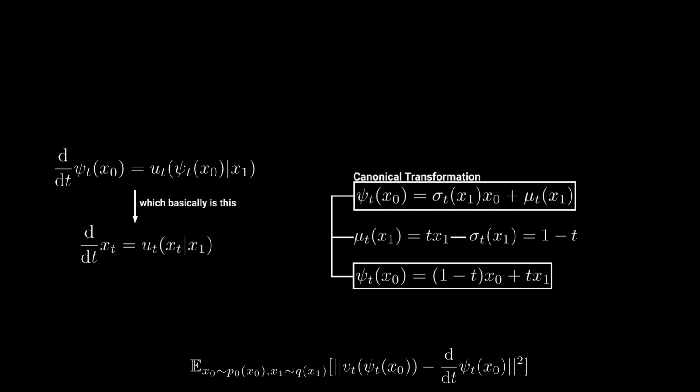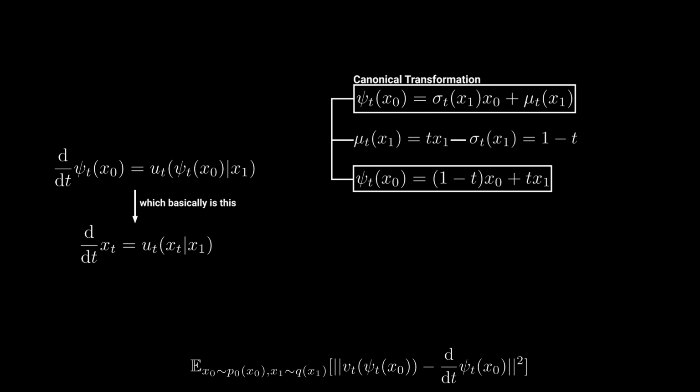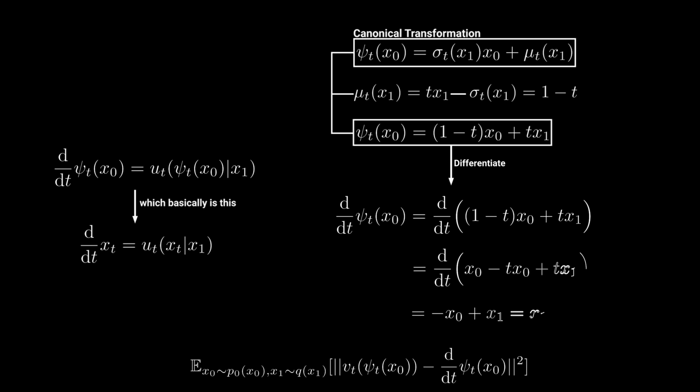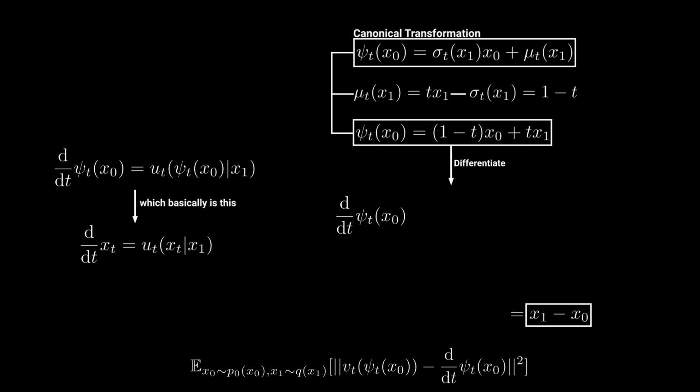Now let's find out what our neural network actually needs to predict and differentiate this with respect to t. And this is actually super easy since this is such a simple formula. And there you go. This is how we get to our objective and what the neural network needs to predict. And this is exactly what we got previously already when we looked at the super intuitive derivation at the beginning of the video.